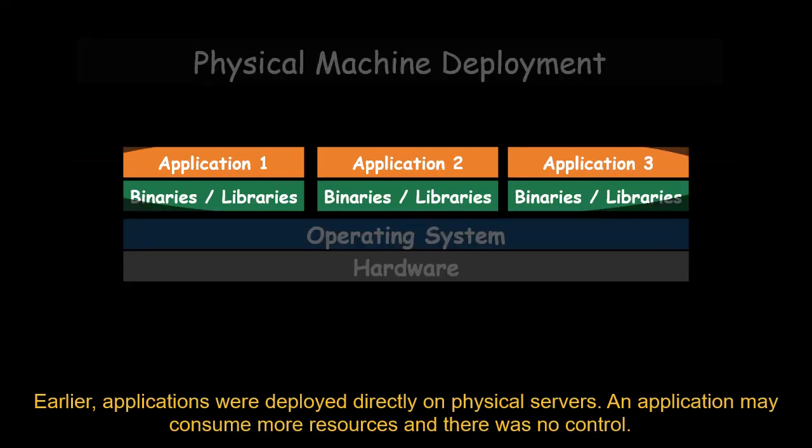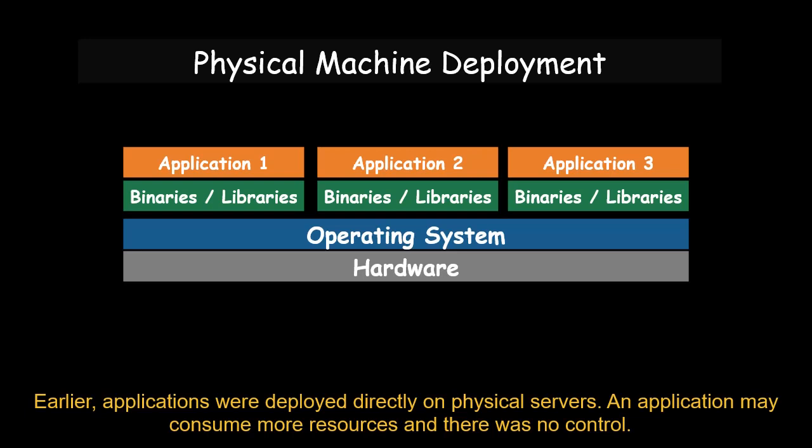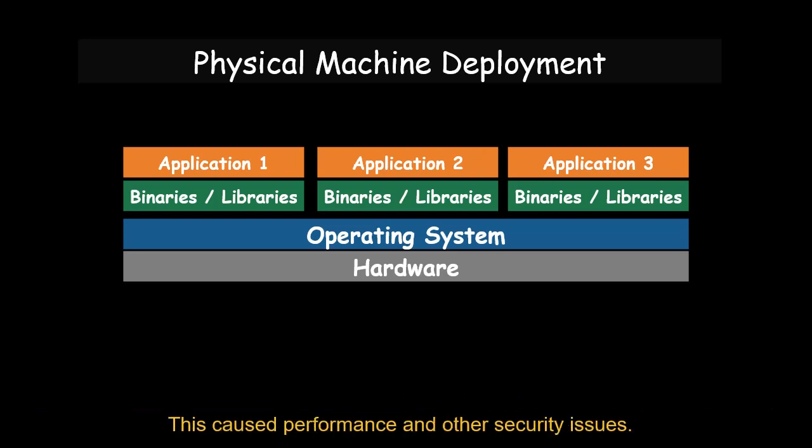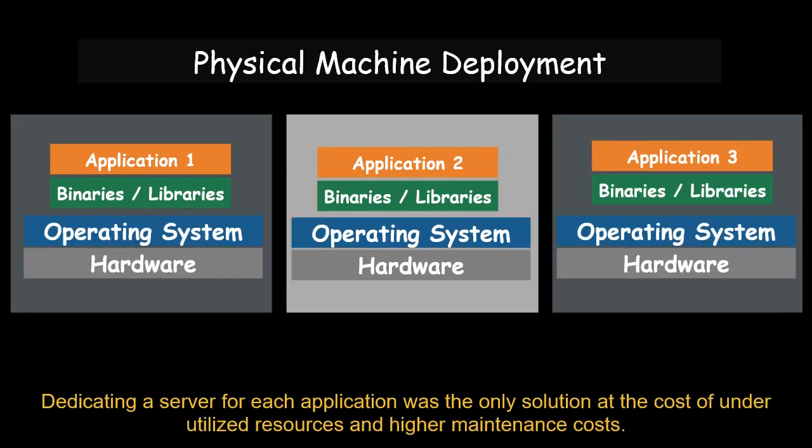Earlier, applications were deployed directly on physical servers. An application may consume more resources and there was no control. This caused performance and other security issues. Dedicating a server for each application was the only solution, at the cost of underutilized resources and higher maintenance costs.